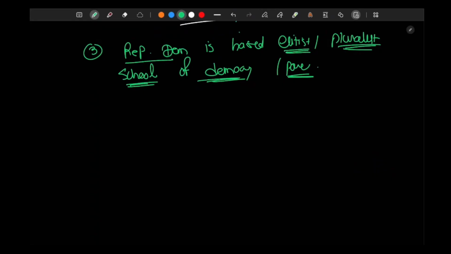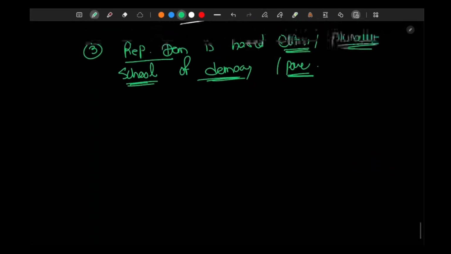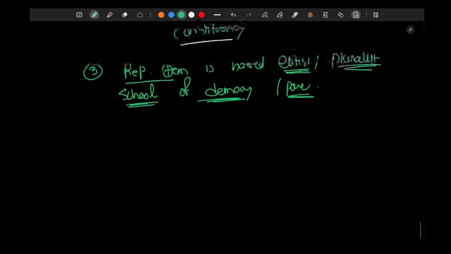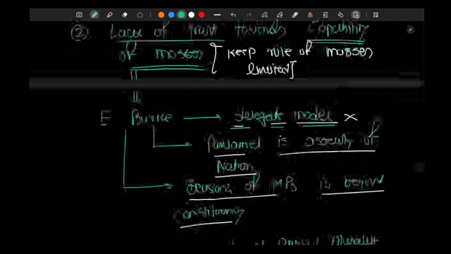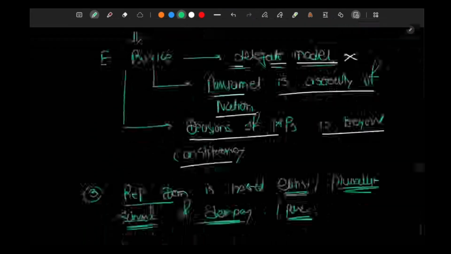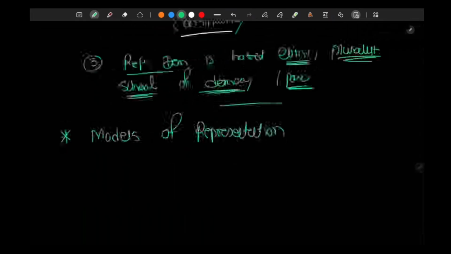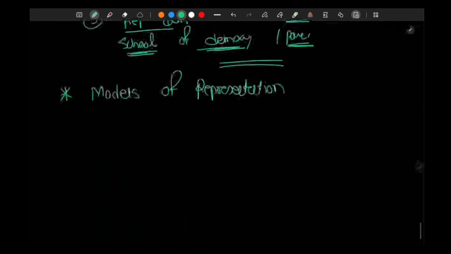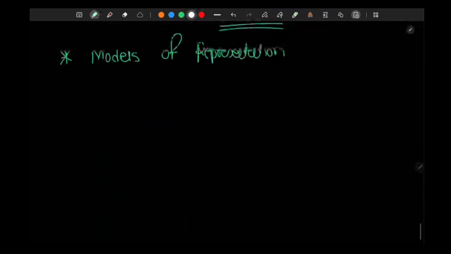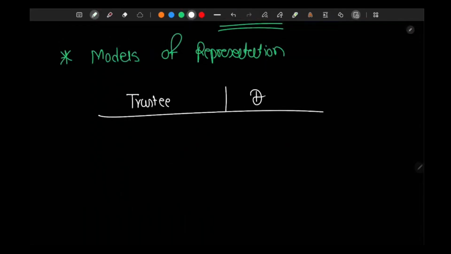Before that, we have to see what I mean by distrust towards the delegate model. I will explain through models of representation. We were seeing models of representative democracy. Now we'll see models of representation, how representation will happen. So there are two models of representation: the trustee model and the delegate model.